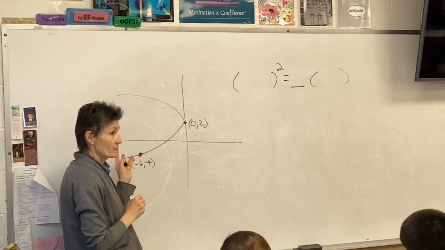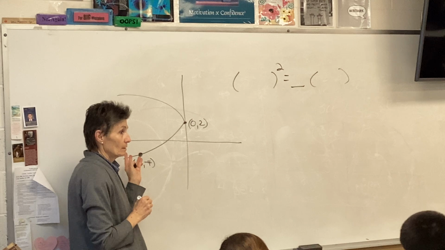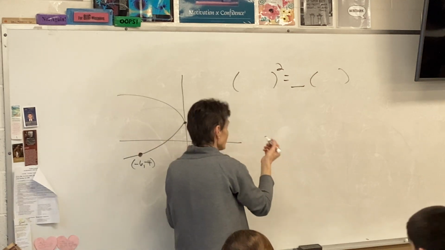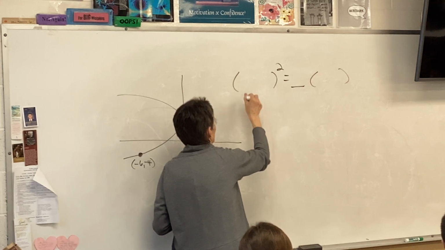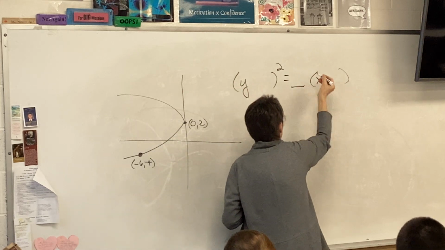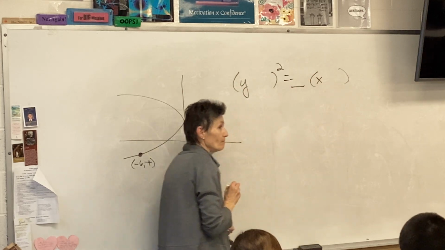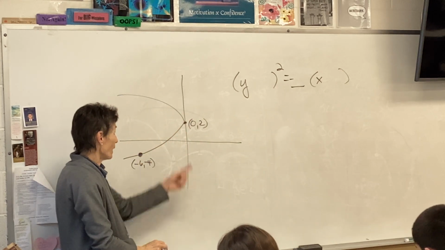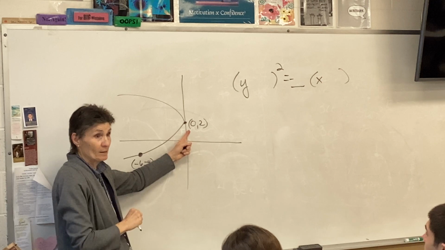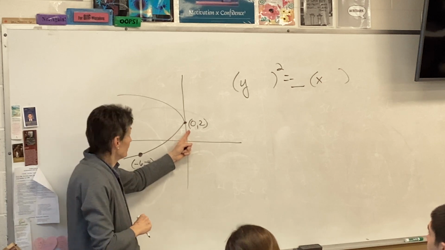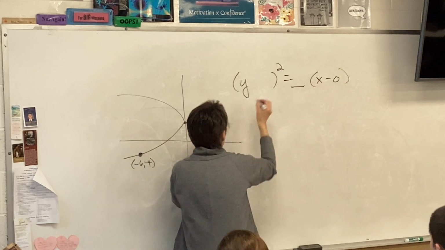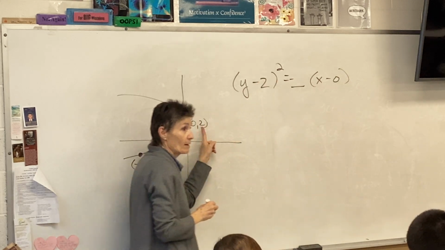You see it opens to the left, right? So what's squared? Y. And that's going to be a negative number right there. Plus, we're lucky, we actually know the vertex. So x will be 0 and y will be 2. Is that okay with everybody?